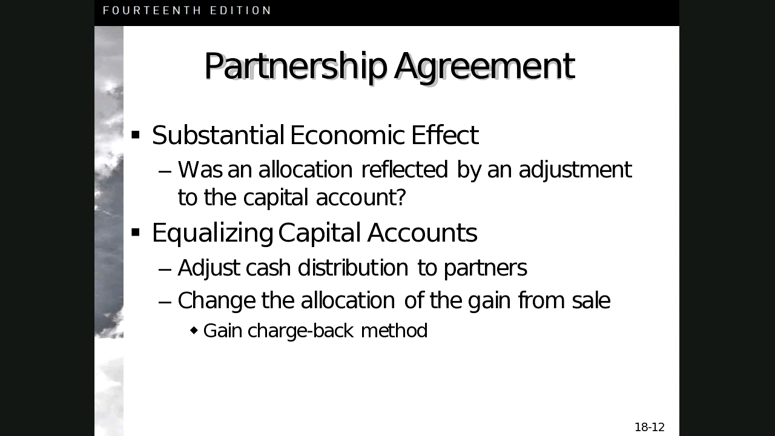Okay, so what is an allocation reflected by? An adjustment to the capital account. Equalizing capital accounts can mean adjusting the cash flow distributed to partners and changing the allocation of the gain from sale, the gain chargeback method. So basically, depending on how it is going to be affected, the capital account itself, that is the pool of all the money, will be adjusted.